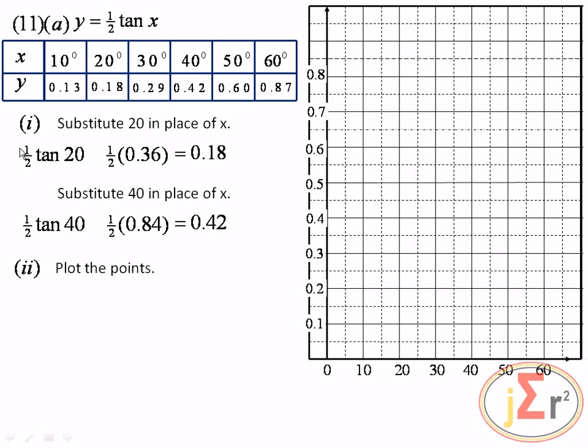We need to plot the points now. I need to point this out, that on the actual examination paper, we did not have 0.13 for the value of x is equal to 10 degrees. But if we do the calculation for ourselves, we will realize that a half of tan 10 is actually 0.13. So let us plot that one. 10 degrees, 0.13.